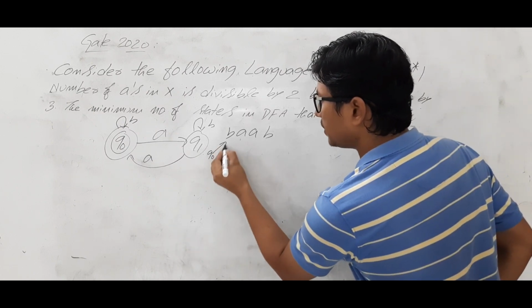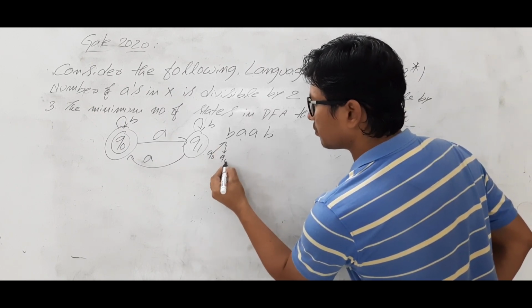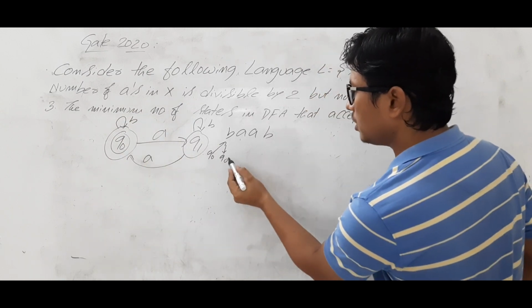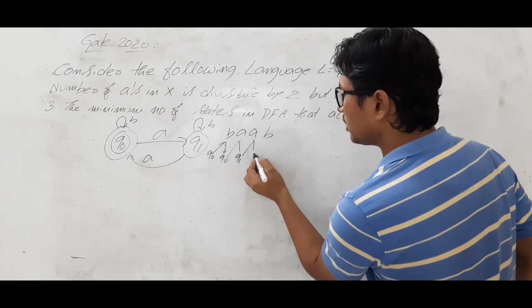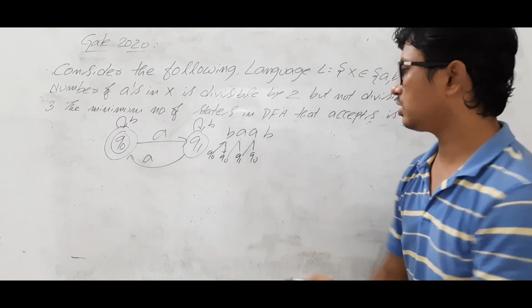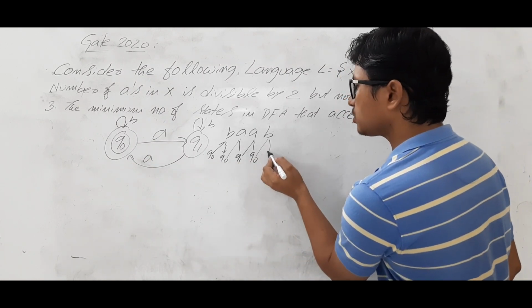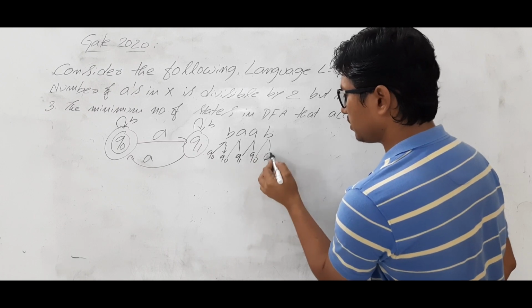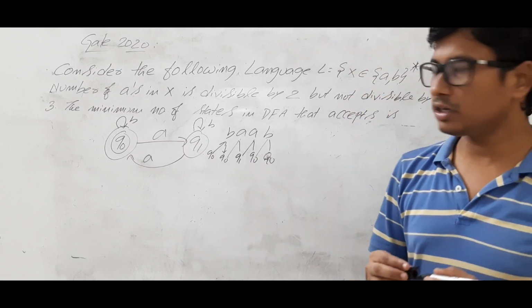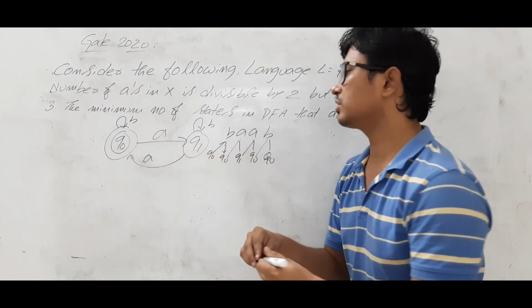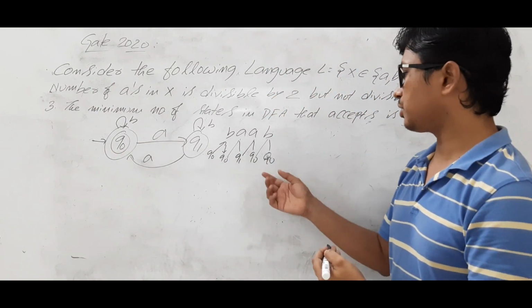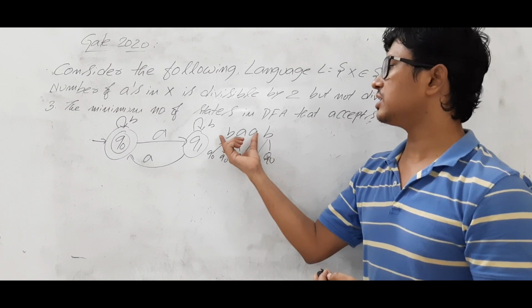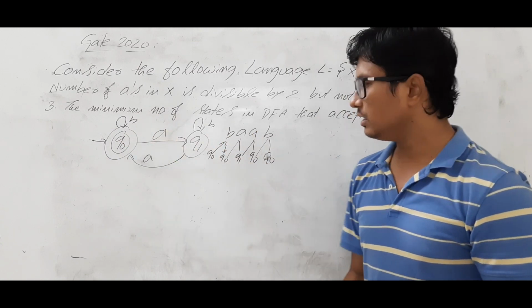Q0 on b goes to Q0 itself. Q0 on b goes to Q0. Q0 on a goes to Q1. Q1 on a goes to Q0. Q0 on b goes to Q0 itself. So is Q0 a final state or a non-final state? Q0 is the initial state and also a final state. So I can say that the string is accepted by the DFA.